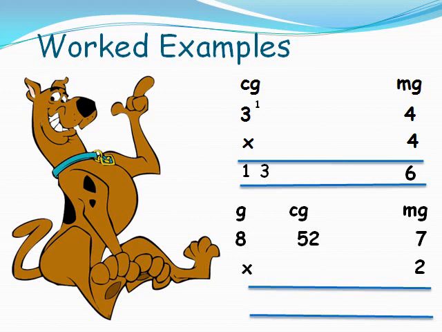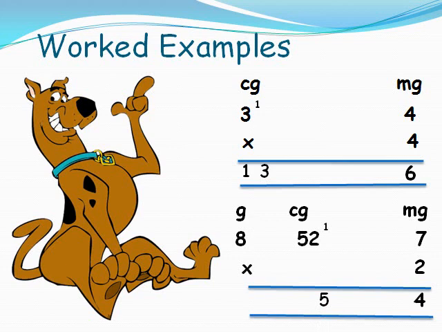8 grams, 52 centigrams, 7 milligrams. And we're trying to multiply it by 2. We still do it the same way. 2 times 7 gives 14. So we write 4 and carry 1. We carry the 1 to the other side. Now the next thing to do is 2 times 2. What is 2 times 2? 4. Then you add 1. 4 plus 1 gives us 5.